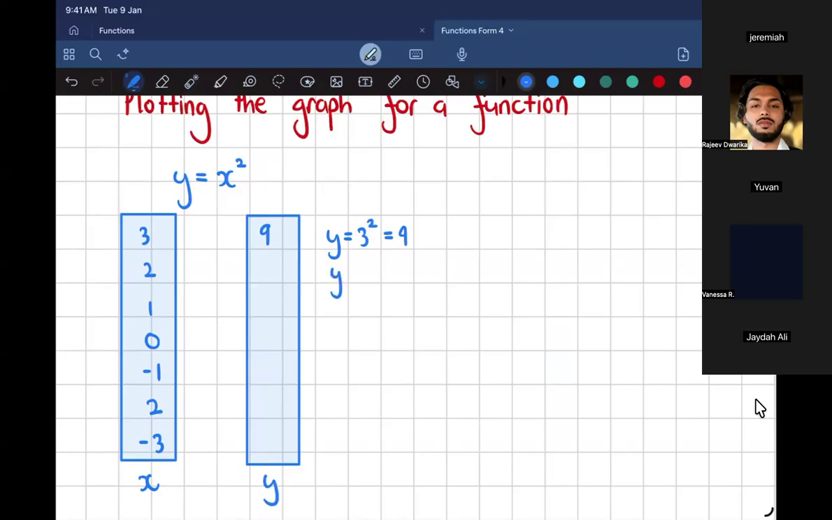Two Y squared. Y equals 2 squared, right? 2 squared is 4. All right, Jada. For 1, X would be 1 here. So you would say what? 1 squared, which is 1. Right? This one was 0 squared, which is just 0.